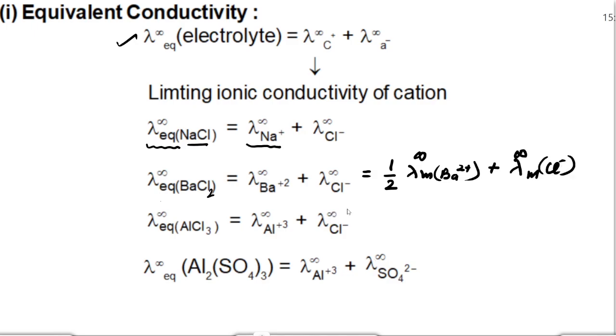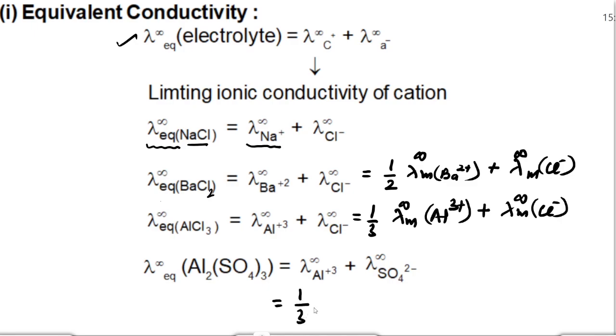Like this. Here we can use 1 by 3 lambda m of Al3 plus. In this case it is 1 by 3 lambda m of Al3 plus, plus 1 by 2 lambda m infinity of sulfate ion.